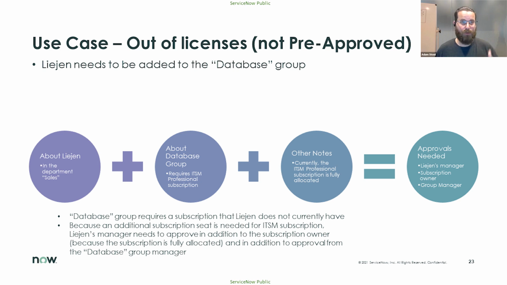So we have Leanne, who is not in IT, so she doesn't have that pre-approval flow, and wants to be added to the database group. It's ITSM Pro, and ITSM Pro is fully allocated. Well, in this case, we get everything. So Leanne's manager needs to approve it because there's going to be a commercial impact. The subscription owner needs to approve it because we're going beyond. We're going to have to take action, right? We're going to have to take this license away from somebody. We're going to have to buy more licenses. There's this big impact potential. And then the group manager still has to approve it. So for Leanne to get access, I need 3 different approvals to come through.